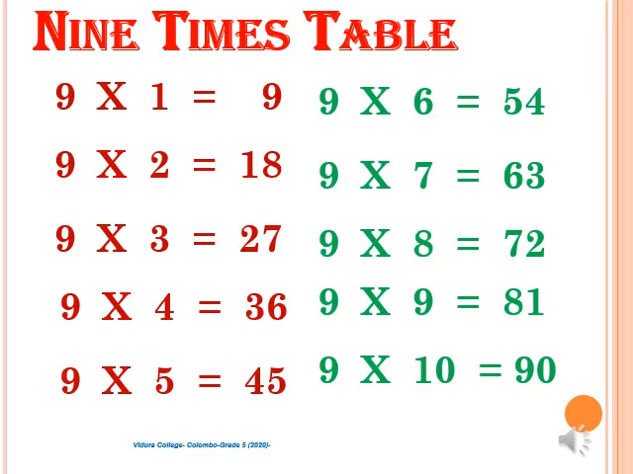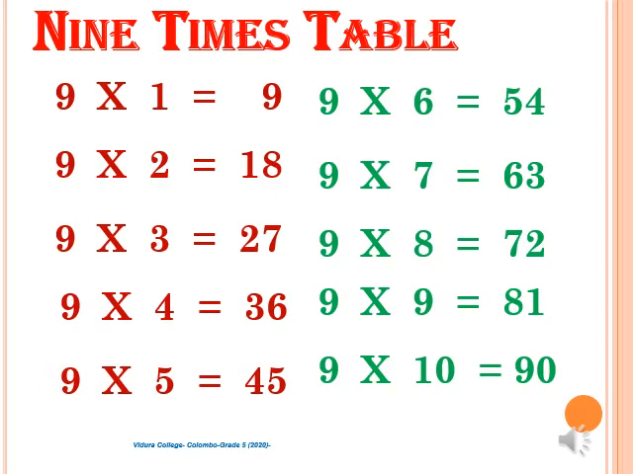Once again, just have a look. We'll take the first 3 answers. 9 times 1, 9. 9 times 2, 18. And 9 times 3 is 27. See the unit places. 9, 8, 7. 9 minus 1, 8. 8 minus 1, 7.